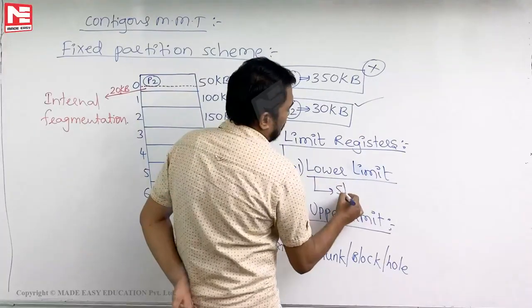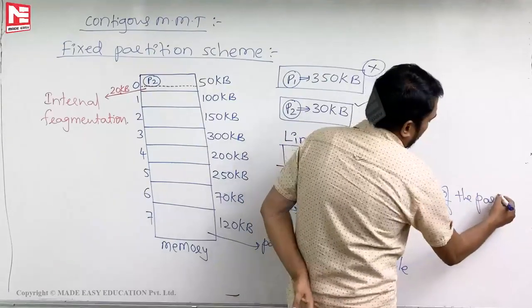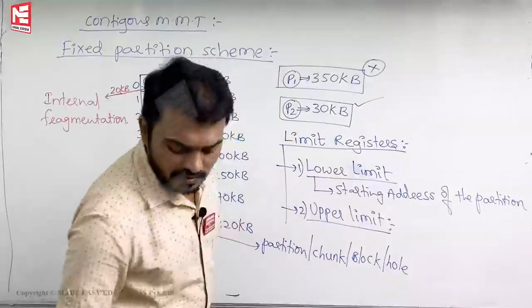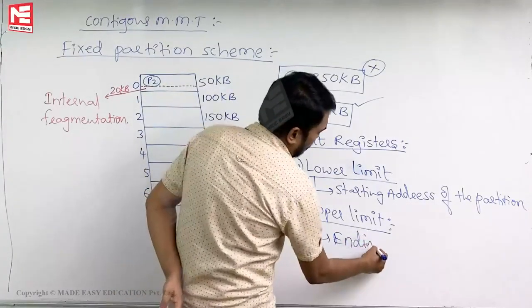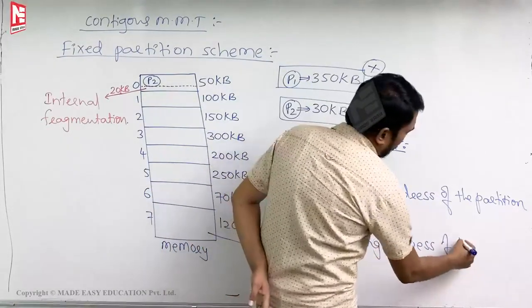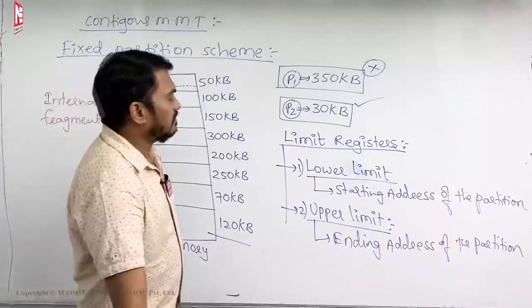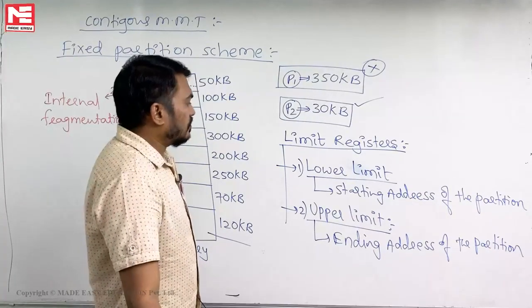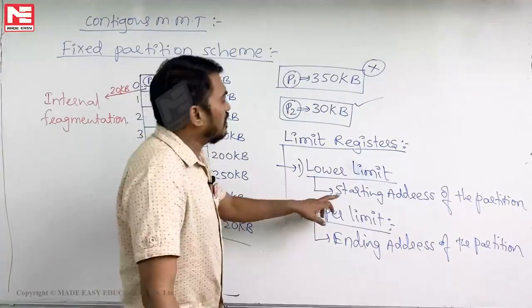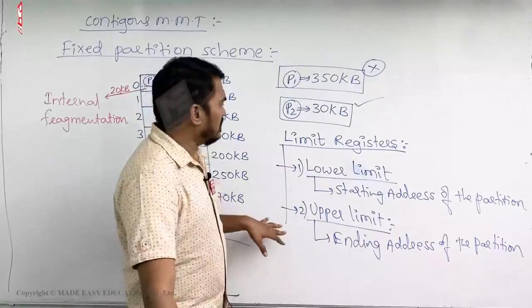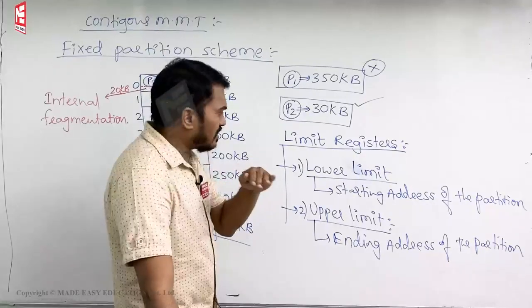So understand here, the lower limit contains the starting address of the partition, and the upper limit contains the ending address of the partition. Okay, right. So copy this. Every partition is associated with the limit registers. One is a lower limit and one is an upper limit. So what does the lower limit contain? The starting address of the partition, and the upper limit contains the ending address of the partition. Just remember this. That is why every partition has its own limit registers. The lower limit will have the starting address of that partition, and the upper limit will have the ending address.